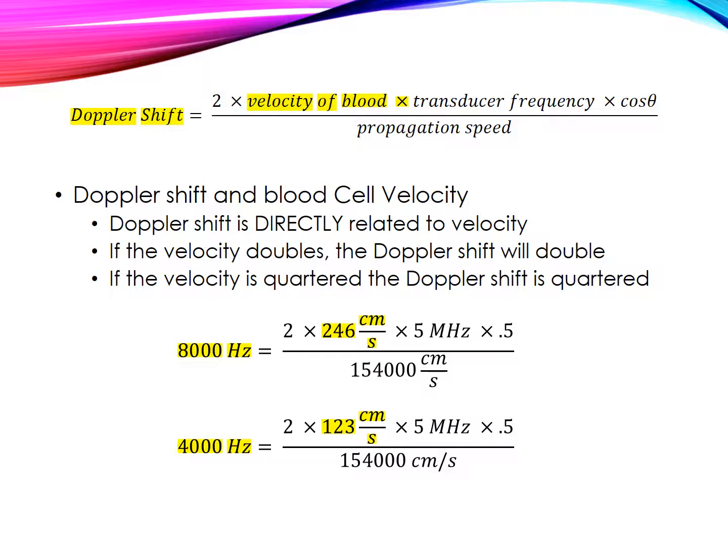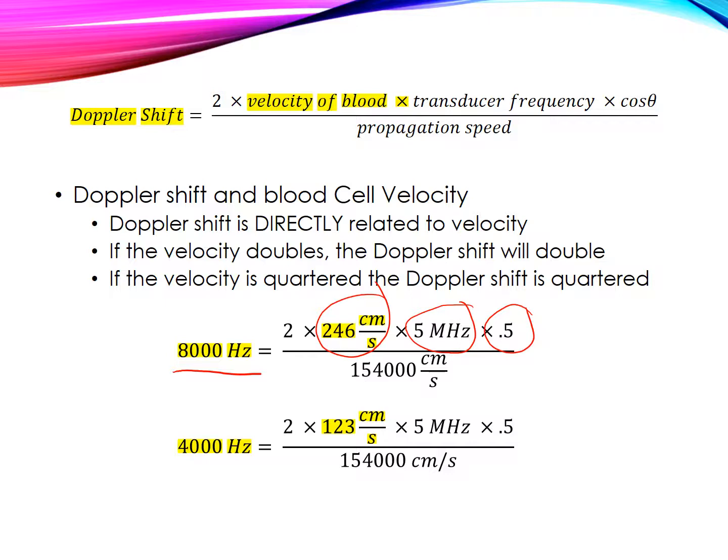So let's look at our example. The Doppler shift and blood cell velocity in this example are directly related. If the velocity doubles, then the Doppler shift is going to double. Same is true if the velocity is quartered, then the Doppler shift is quartered. So let's look at our example. We have that 8,000 hertz equals 2 times 246 centimeters per second, that's our velocity of blood, times 5 megahertz, which is our transducer frequency, times the cosine of theta, which is 0.5 in this case, divided by our propagation speed, 154,000 centimeters per second.